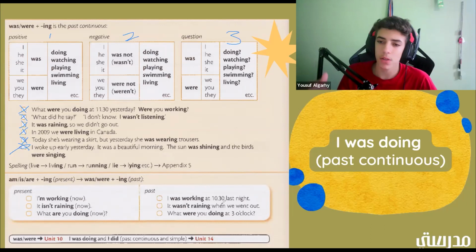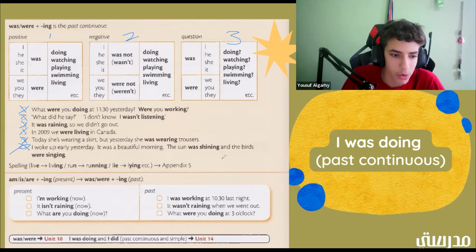That means whenever they left, it was not raining. And what were you doing at 3 o'clock? That means what were you doing before? Okay. So let's go ahead and move on to the exercises.